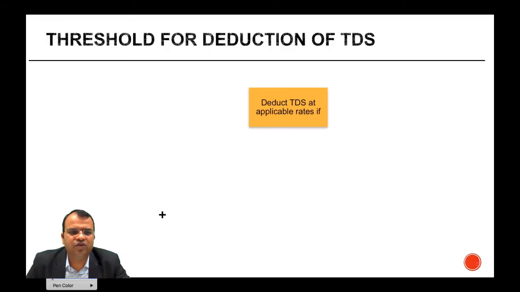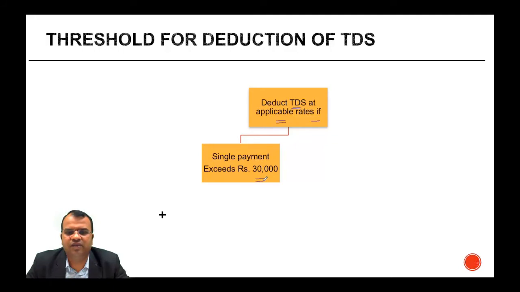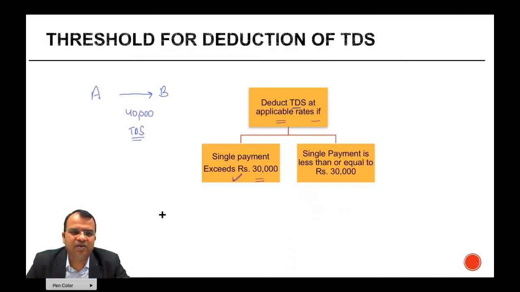So what is the threshold limit for deduction of tax? The TDS has to be deducted at the applicable rates if a single payment exceeds 30,000, right? So if suppose A makes the payment to B of 40,000, that payment exceeds 30,000 and therefore it is liable to TDS.